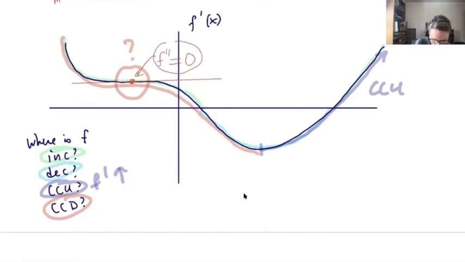What's the concavity though before and after? Concavity of f. So f prime is decreasing. So f double prime is less than 0, which implies that f is concave down. And then on the other side, f prime is still decreasing. So f double prime is still negative. So f is still concave down. So this was a possible inflection point because f double prime was equal to 0 at that point, but the concavity doesn't actually change.